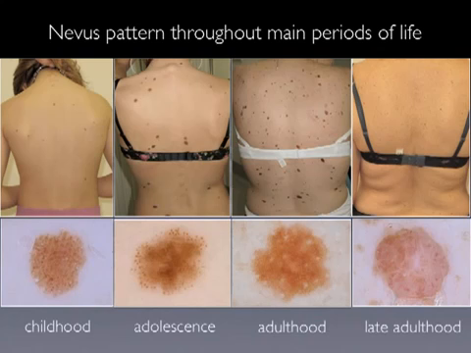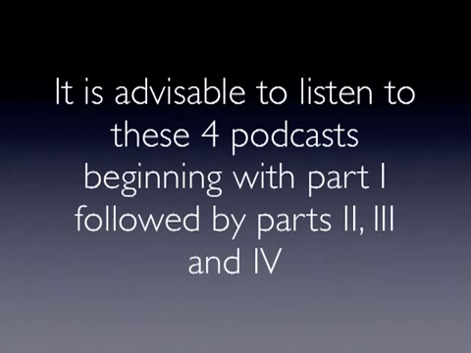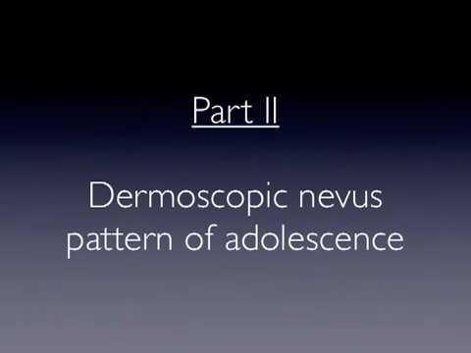The topic of this podcast will be delivered in 4 separate parts, which are related to the main periods of life. The 4 main periods of life are childhood, adolescence, adulthood, and late adulthood. It is advisable to listen to these 4 podcasts, beginning with part 1, followed by parts 2, 3 and 4.